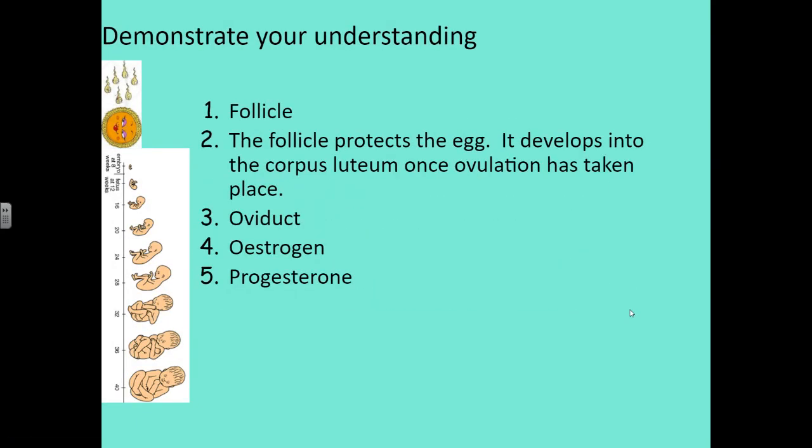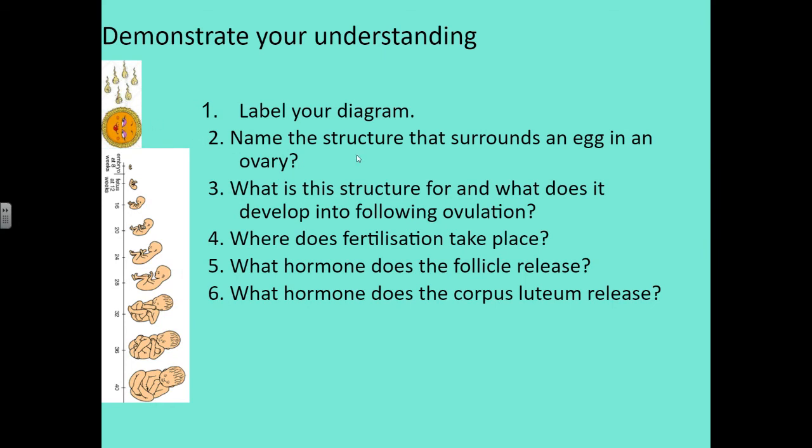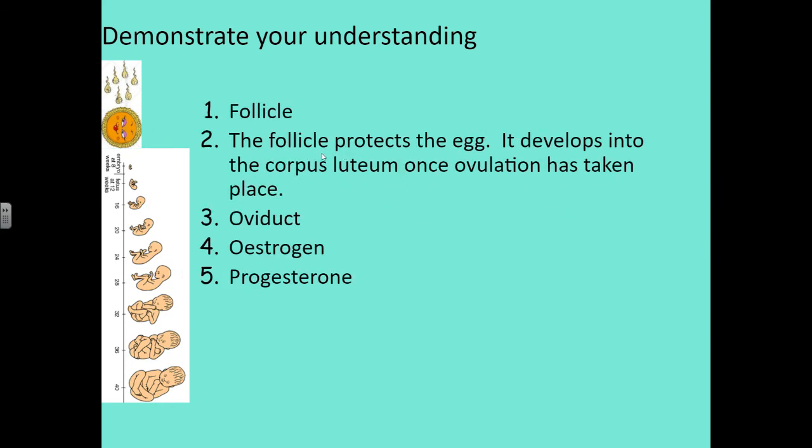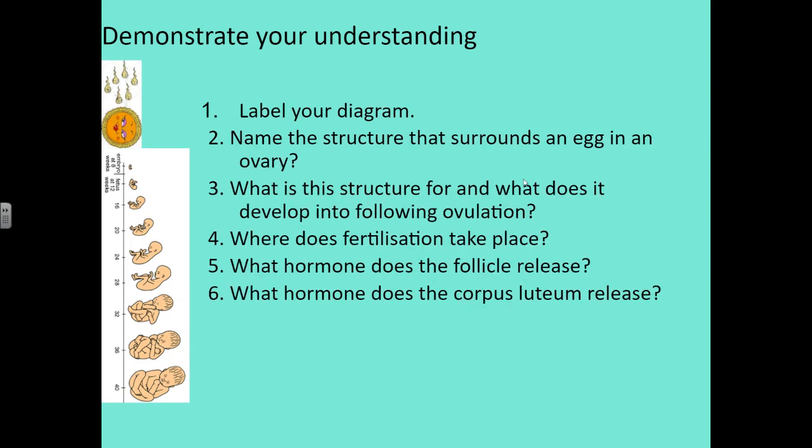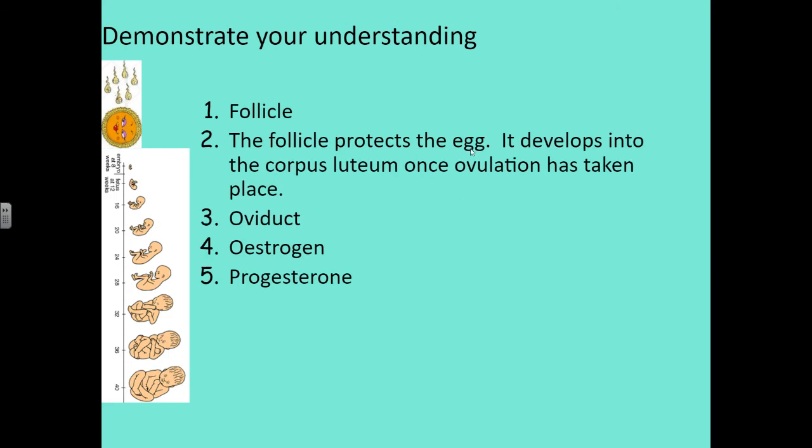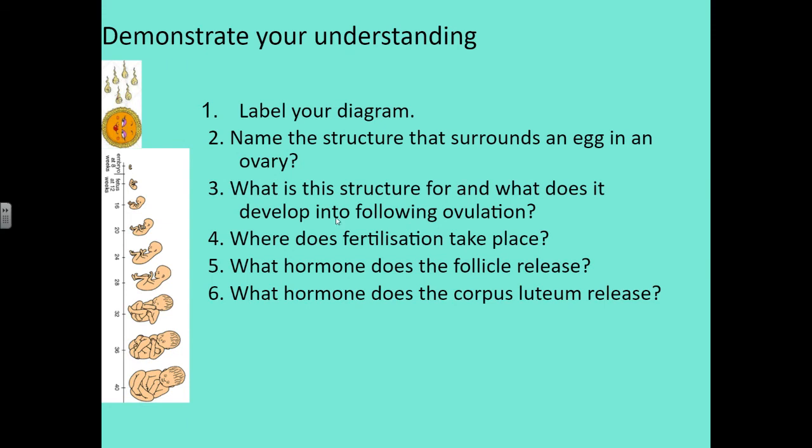And then labeling the diagram, we would have the follicle, name the structures that surround an egg in an ovary. So that would be the follicle. What is this structure for, and what does it develop into? So it is protection, and it develops into the corpus luteum.